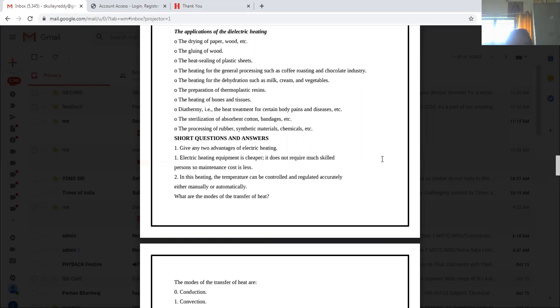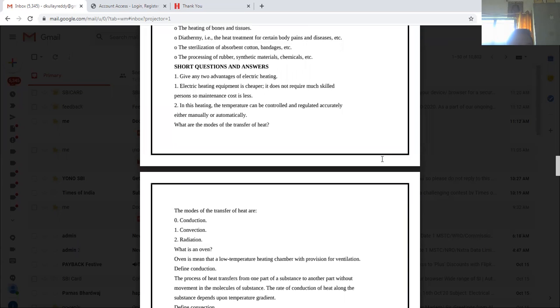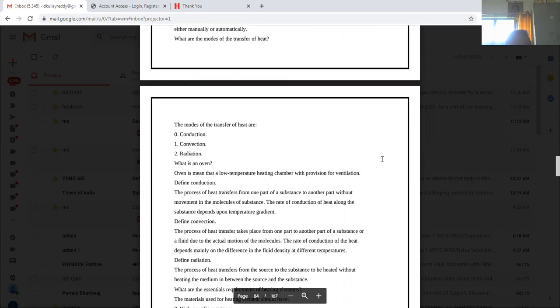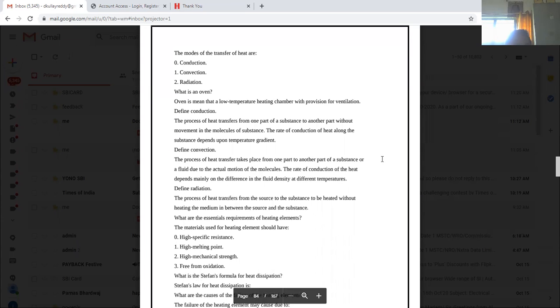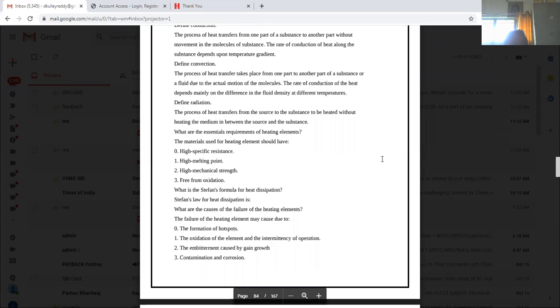Another question: what are the modes of heat transfer? Conduction, convection, radiation, which I already discussed. What is an oven? Define conduction, convection and radiation. These types of questions are there. What is Stefan's formula? Short answer questions.